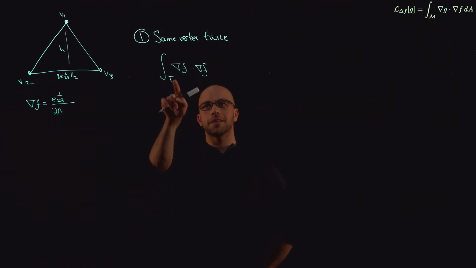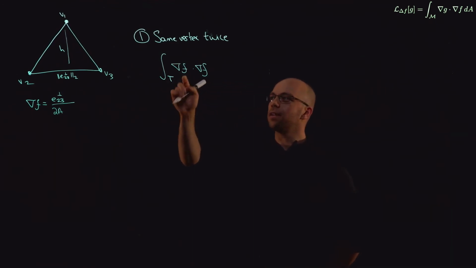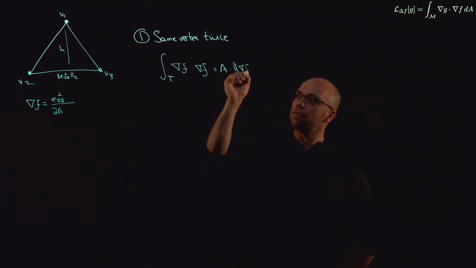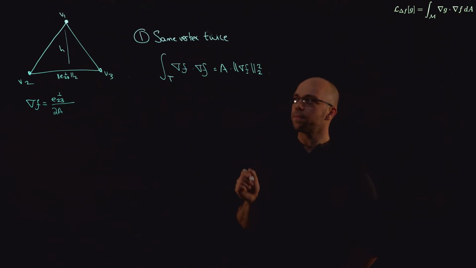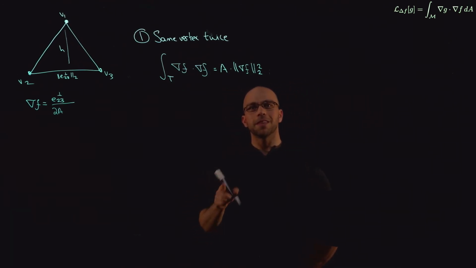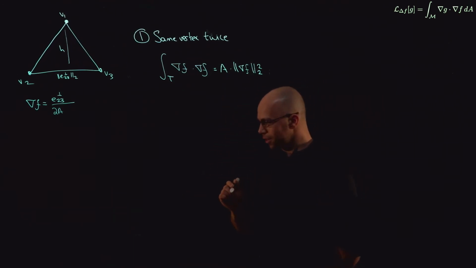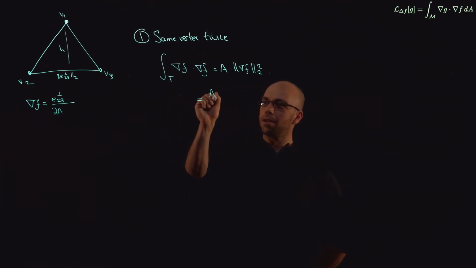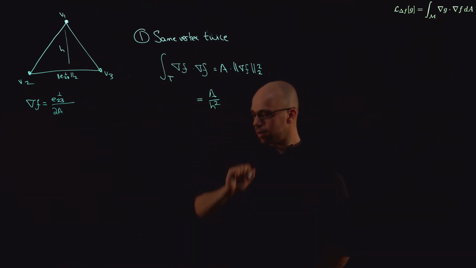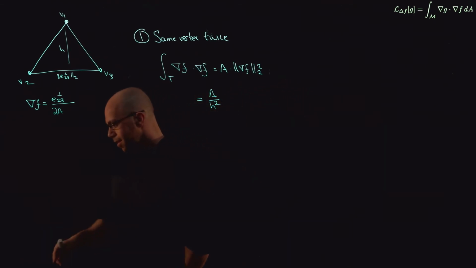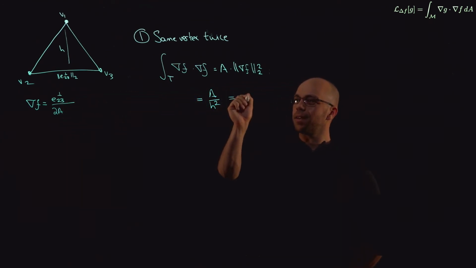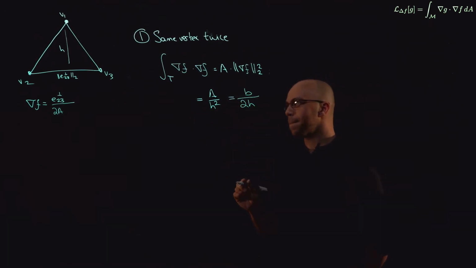Well, remember that this gradient is constant over the whole triangle. So this is really equal to the area of the triangle times the norm of the gradient of f squared. But we just proved that the norm of the gradient of f is 1 over its height. So in particular, what that means is that really we have area over h squared. But okay, so what is area? It's 1/2 base times height. So we can write this as base divided by 2 height.